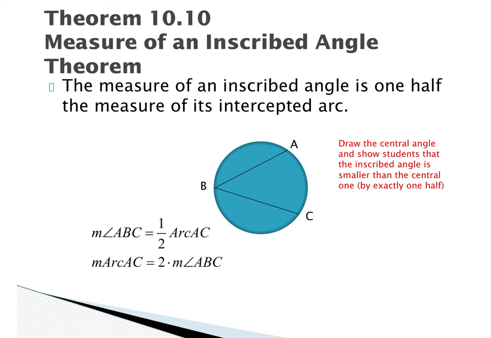Now I'm going to show you how to calculate it. The measure of an inscribed angle theorem: the measure of an inscribed angle is 1/2 the measure of its intercepted arc. It's exactly 1/2 of the intercepted arc. So let's say the arc AC was 100 degrees. Then we would know angle B is exactly half of that. What's half of 100? 50. So let's fill that in: if AC was 100 degrees, you would take that 100, divide it by 2, and get 50 degrees in here.